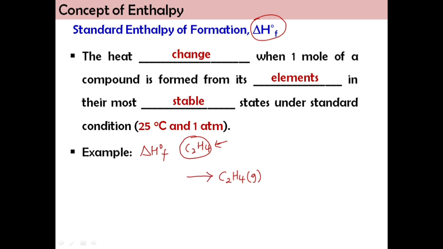Okay, from its element. So tengok elemen apa yang wujud dalam ni. Kita ada carbon, kita ada hydrogen. So kita listkan that's first. So carbon akan react dengan hydrogen untuk menghasilkan C2H4. But this element is in their most stable state. Jadi carbon, okay, at this temperature and pressure, dia akan exist sebagai carbon dalam bentuk solid. Hydrogen akan exist sebagai H2 dalam bentuk gas. So after you dah tulis ni, kita akan balancekan.